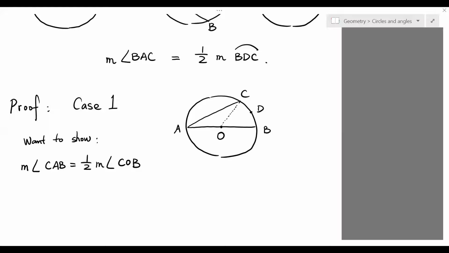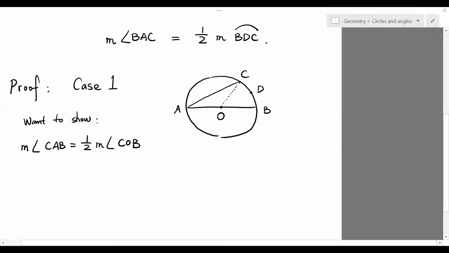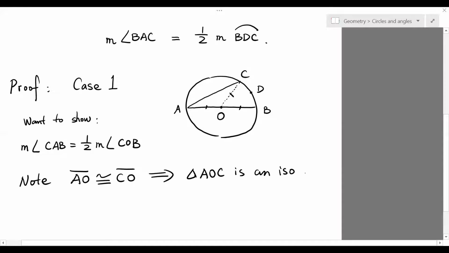Let's try to see why this is the case. The major observation is that the line segments AO and CO are both radii of the circle, so they have to be congruent to each other, which means the triangle AOC is an isosceles triangle, right? And consequently, we have the following observation.